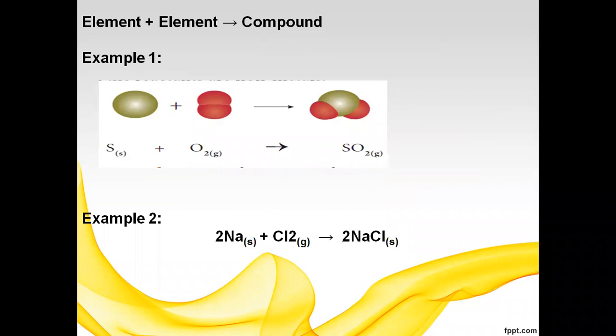The first one is element plus element gives compound. Element plus element are the reactants. Both reactants may be non-metals, or both may be metals, or one metal and one non-metal. Any of these combinations react to give a compound.